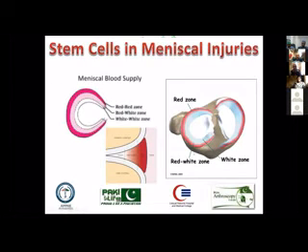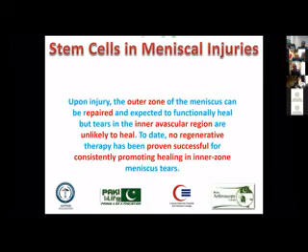This is a very famous slide: the inner zone, the outer zone, the red zone, the red-white zone, white zone. And I agree with Amir that if you have a young patient, even in the white zone, you should be able to or want to offer repair, because you never know, it will help. It will try to repair itself. And as long ago as the 1960s, people have been putting blood or fibrin clot on top of the repairs, especially if it's a white repair.